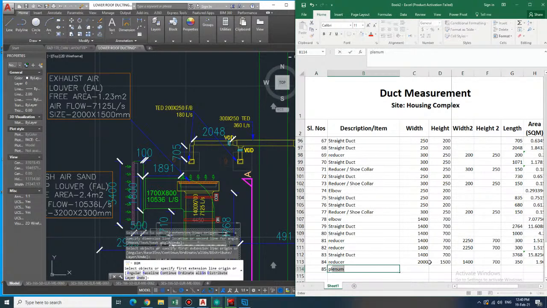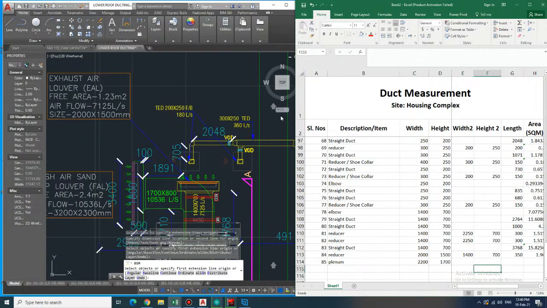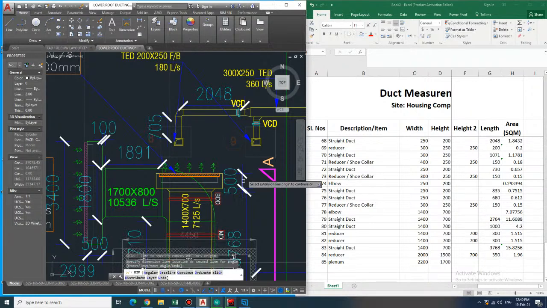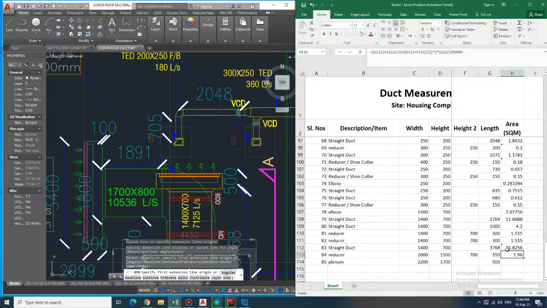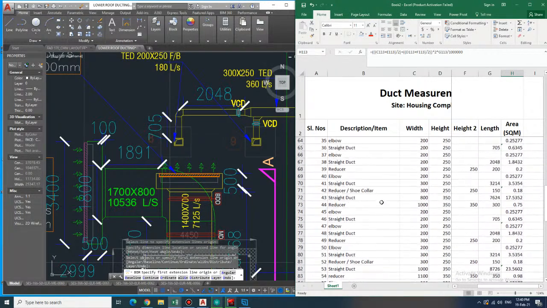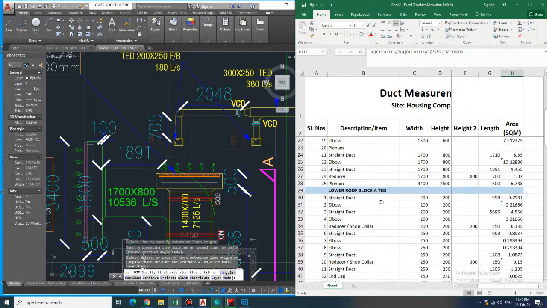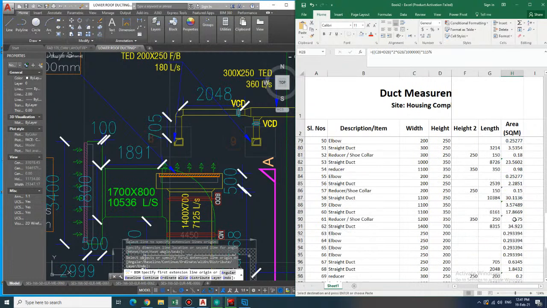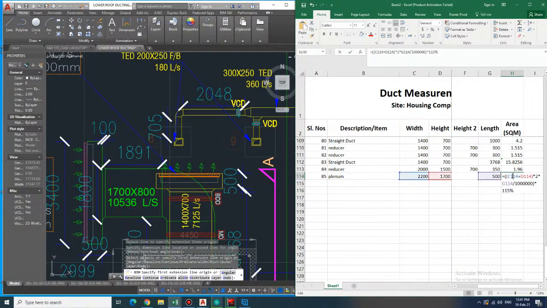Plenum box. So this plenum box, what is the size? 2000? No, it should be more than that: 2200 by 1700. The length, minimum 500 we need to consider. So considering 500. For the plenum we have made an equation before. Where is the plenum? We made the plenum equation for this. We add 15% extra. Okay, so plenum also we are done.